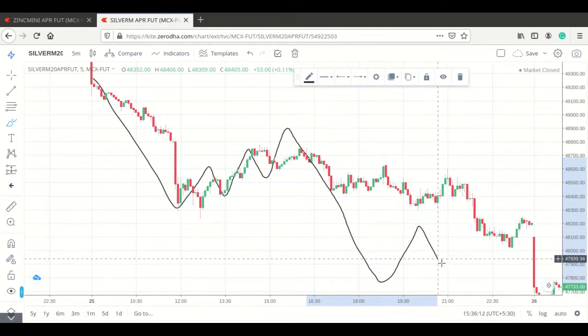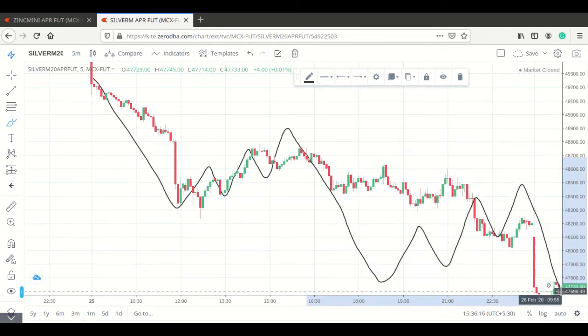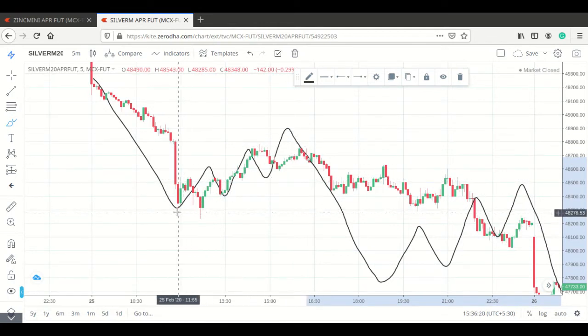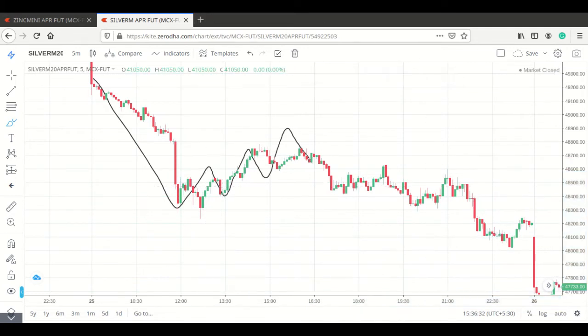and then again it will be retracing and again an impulsive move. So this is how we would be taking the help of trend line to enter into an impulsive move on the continuation side and not actually on the reversal.